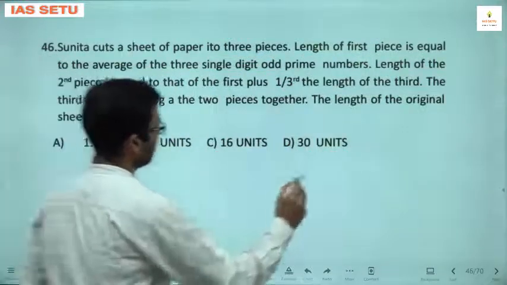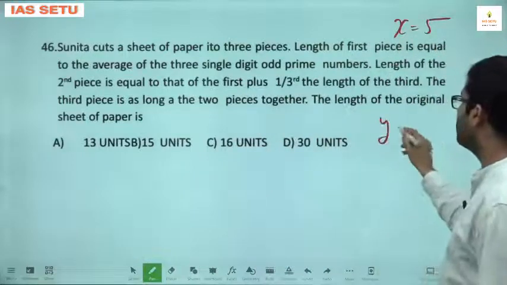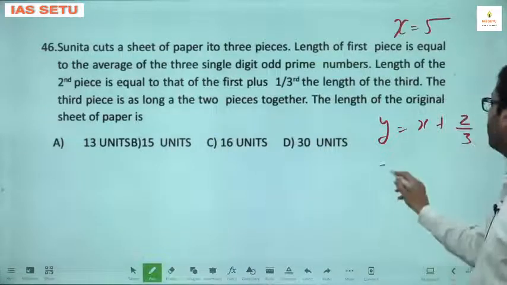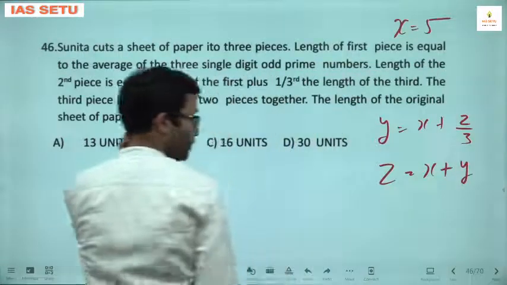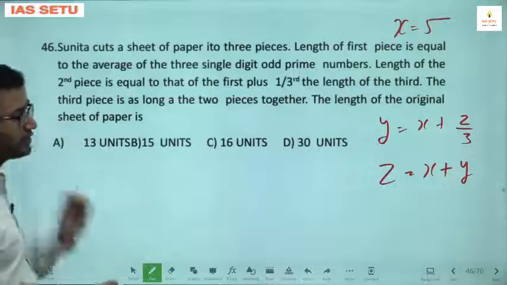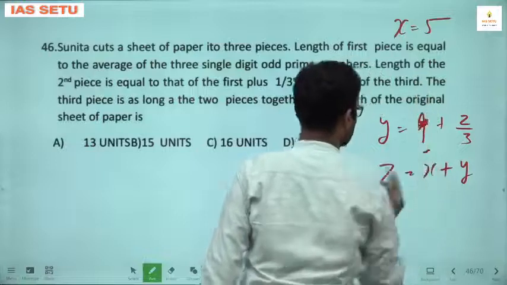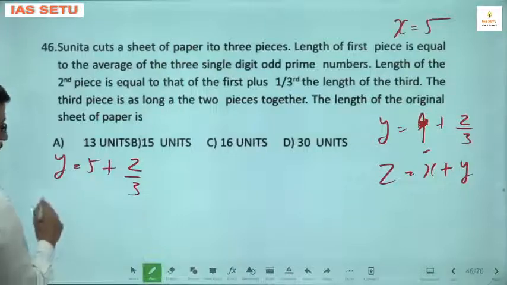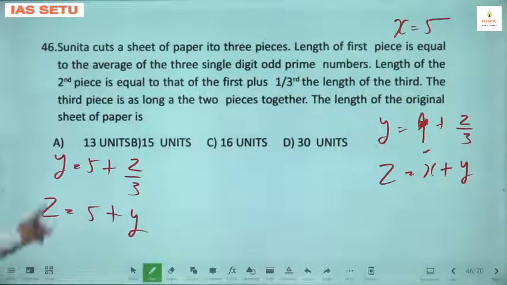First piece we got 5. The second piece is x plus z by 3, and the third piece is x plus y. The value of x is 5, so we put the value of x as 5. I make equations here: y is equal to 5 plus z by 3, and z is equal to 5 plus y. If we put the value of y here, we get the value of z, and then we get the value of y.